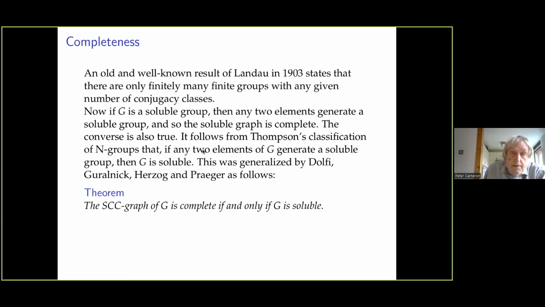And in fact, that result has been generalized. So this says a group is soluble if and only if any two elements generate a soluble group. But Dolphy, Guralnik, Herzog, and Prager generalized this result. They showed that if given any two conjugacy classes, there are elements in those classes that generate a soluble group, then G must be soluble. So in other words, the soluble conjugacy class graph of a group is complete if and only if the group is soluble. That follows from this result of Dolphy, Guralnik, Herzog, and Prager. Right, so we know when they're complete.